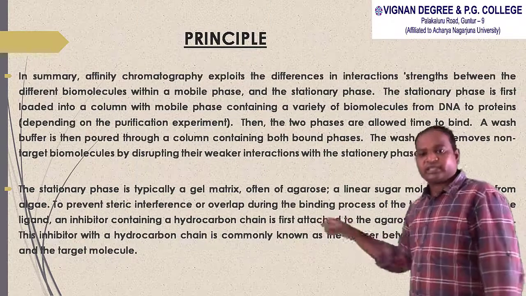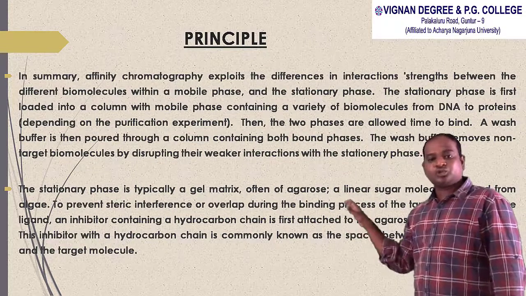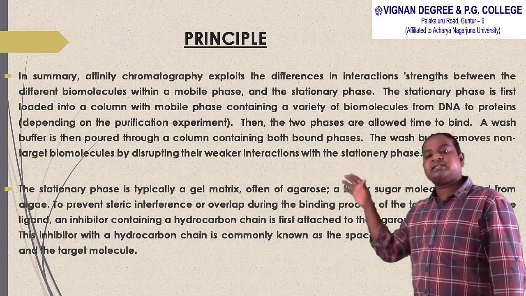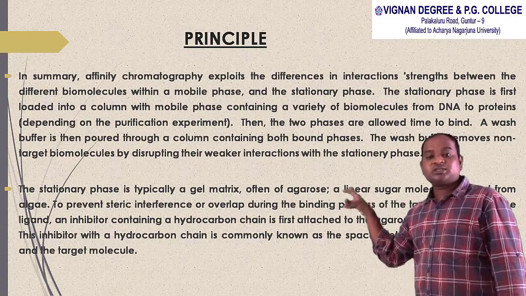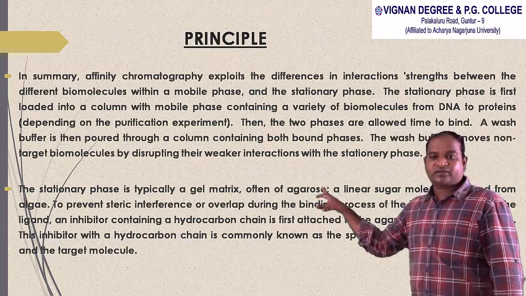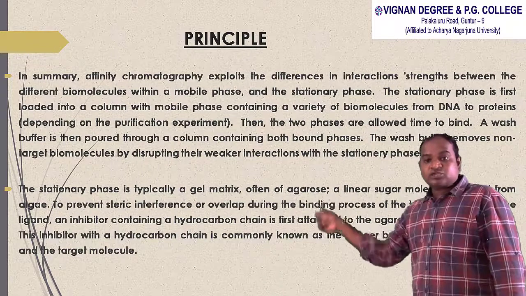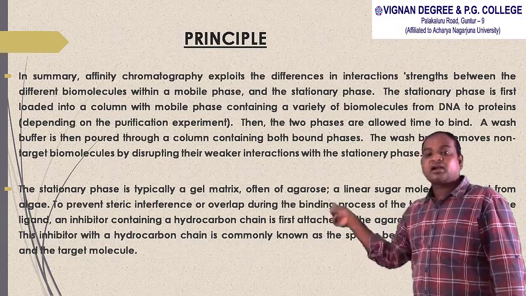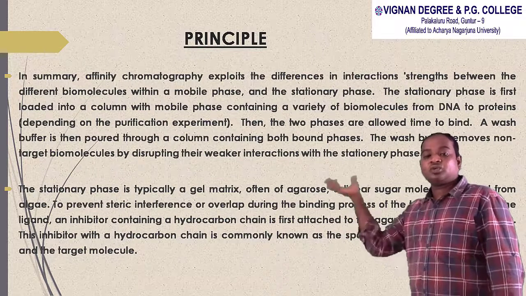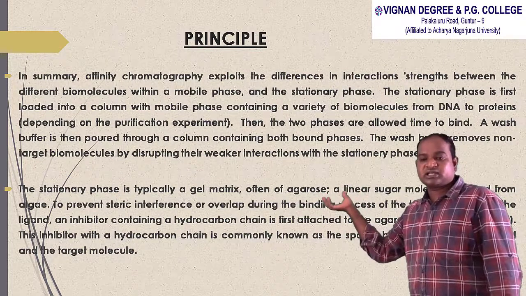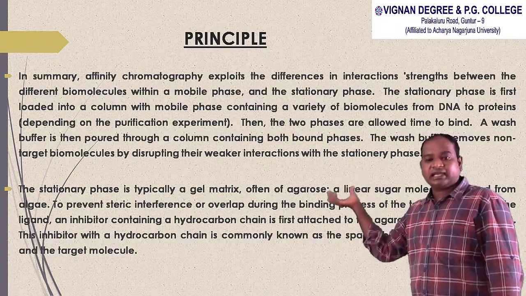For example, you have taken a column to which you are adding a stationary phase, onto which you are going to separate the enzyme hexokinase. You are adding a substrate known as glucose, which is bound to the stationary phase. Here the ligand is where hexokinase will go and bind to a glucose molecule. That is, glucose is binding to the stationary phase. So here glucose is the ligand.